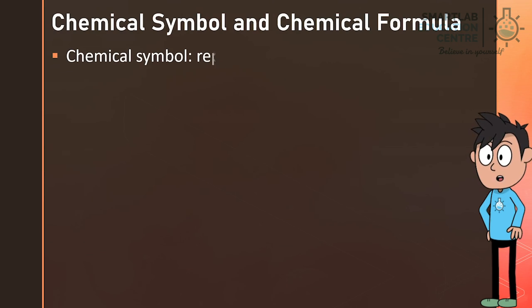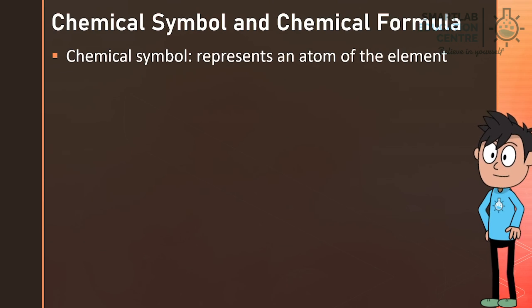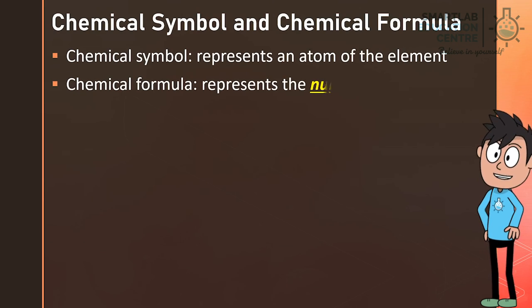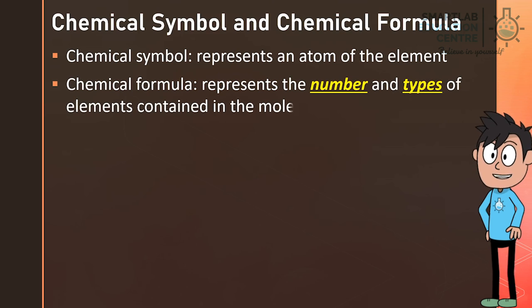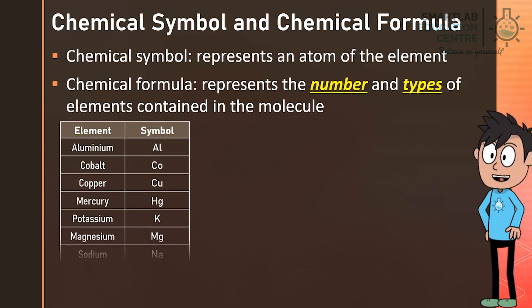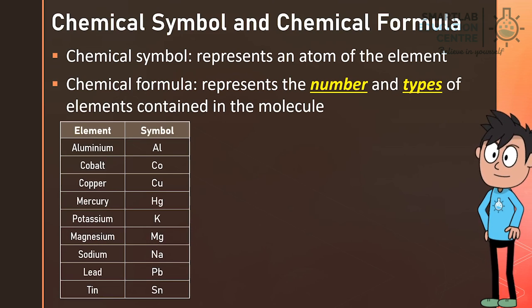The chemical symbol represents an atom of the element. The chemical formula represents the number and types of elements contained in the molecule. The tables below list some common chemical symbols in chemical formula.